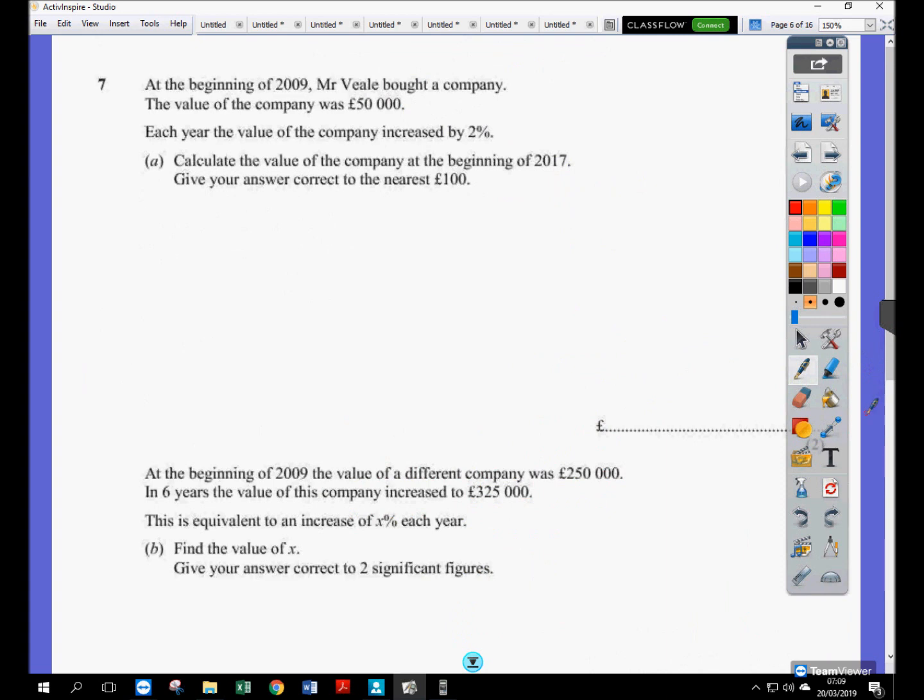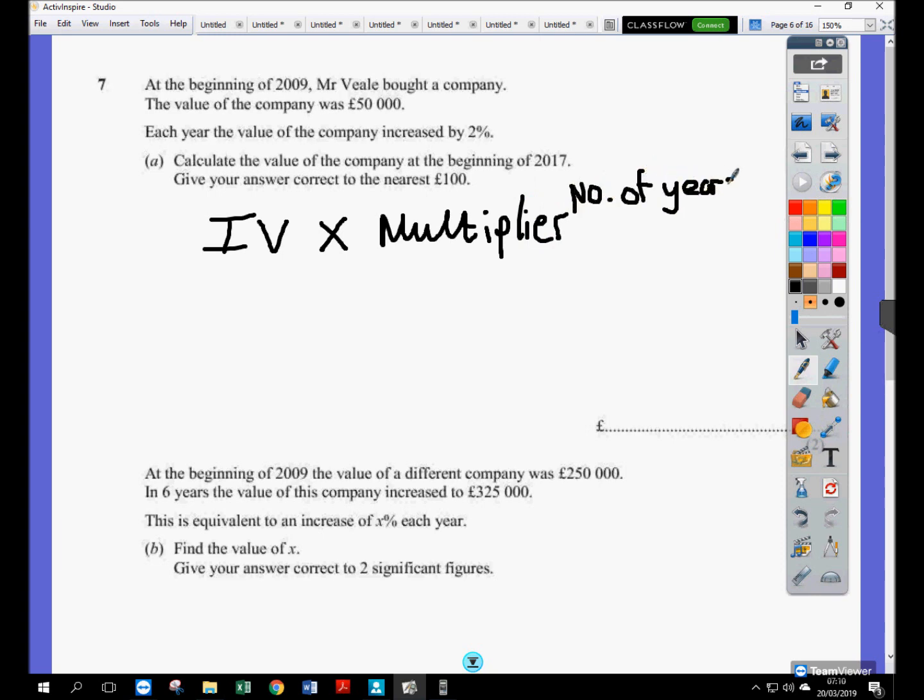Okay, next question. So this is a bit like compound interest. You have your initial value. You multiply it by the multiplier. And it's raised to the power of the number of years. So we have the initial value of the company, which is £50,000, and we times it by the multiplier.